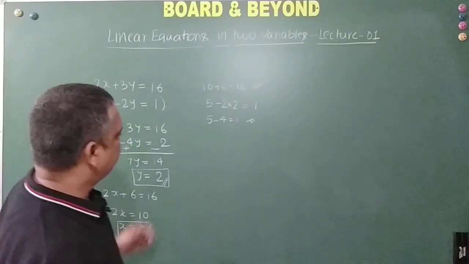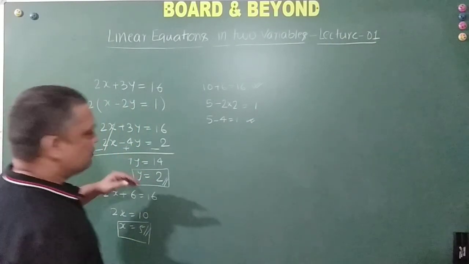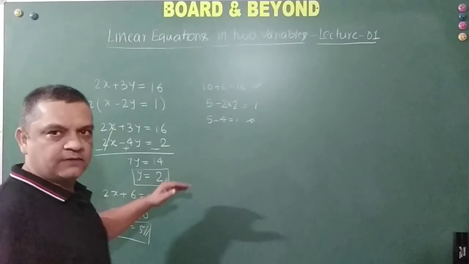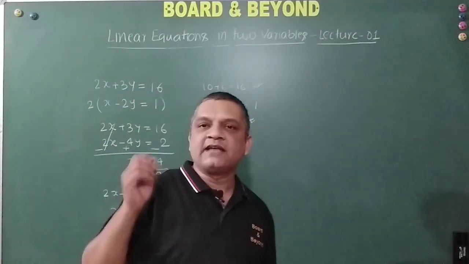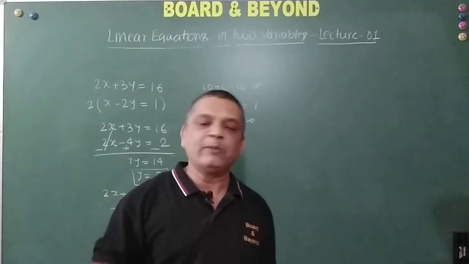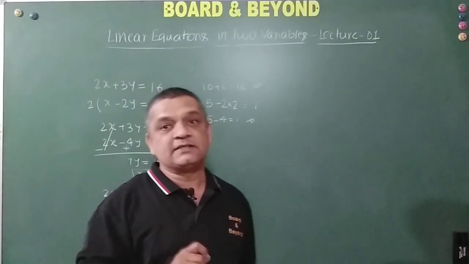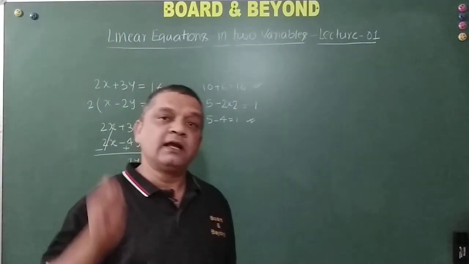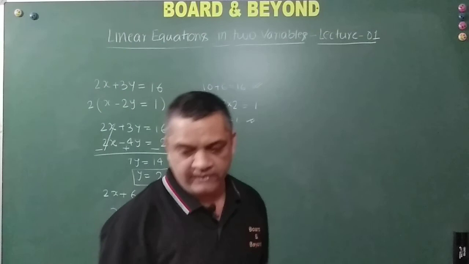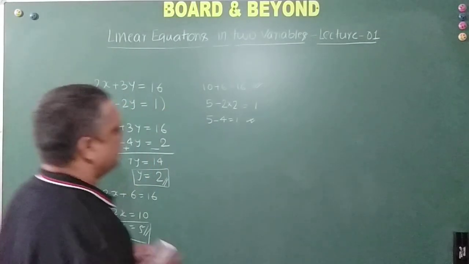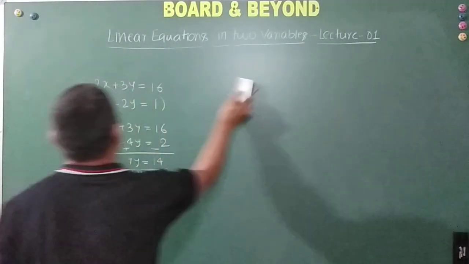So friends, what we have seen is that the values of x and y, what we have got here, okay, are actually satisfying both the equations simultaneously, and hence this is called simultaneous linear equations. Right friends? Let us move forward and try to understand a few other examples.